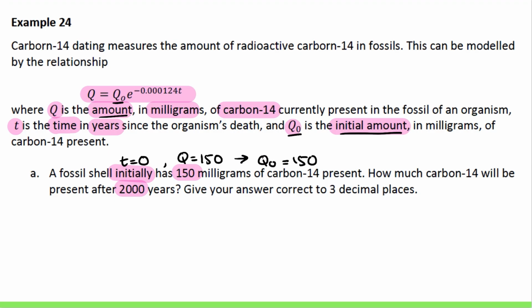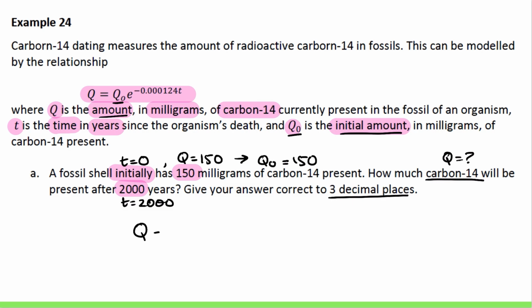They've literally told me what it is initially. Now, moving on to the actual part of the question, it says how much carbon-14. So we're looking for how much carbon-14 will be present after 2,000 years. So that's when t is equal to 2,000. And of course, don't forget to give it to 3 decimal places.